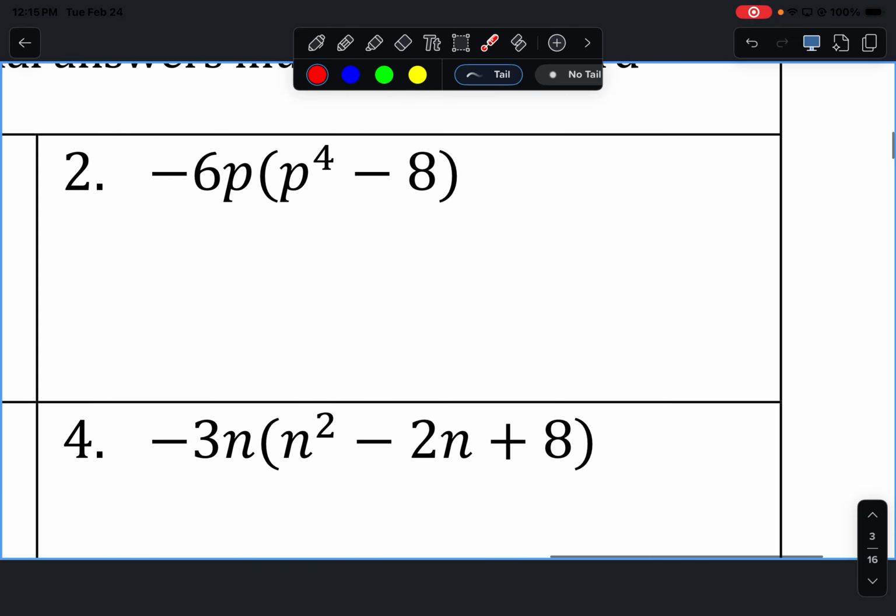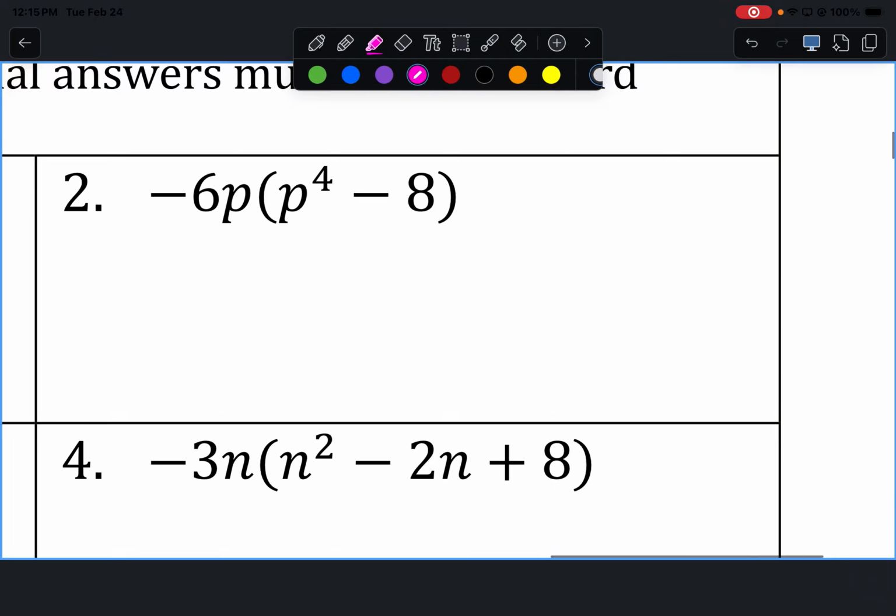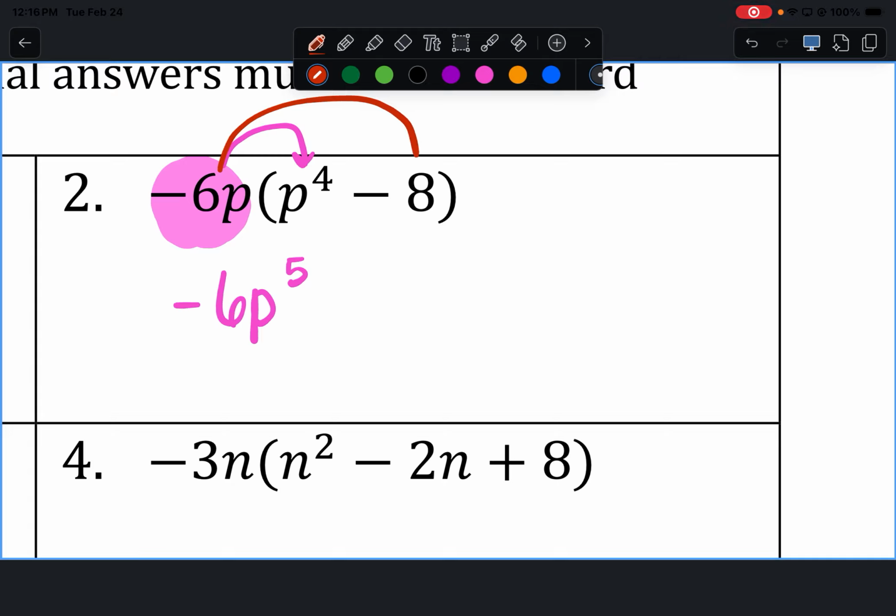If we look at question 2, I'm going to start this by taking negative 6p, and I'm going to multiply it by what? What is negative 6p times p to the fourth? What else do I need to multiply that by? What is negative 6p times negative 8? It is positive 48p. Is that in standard form? Now we are good to look at number 4.